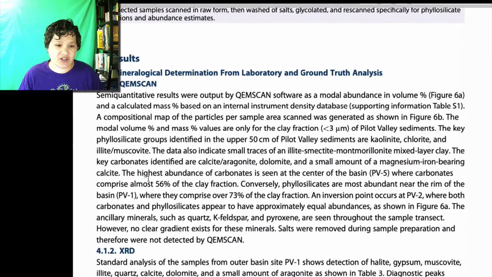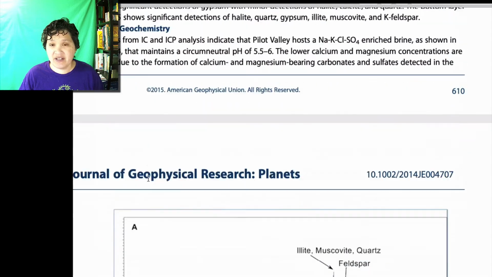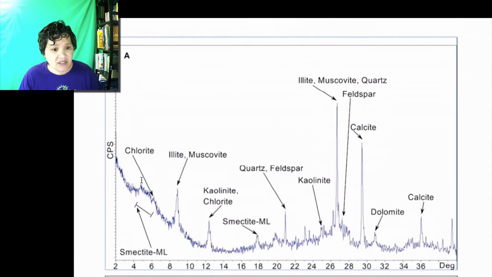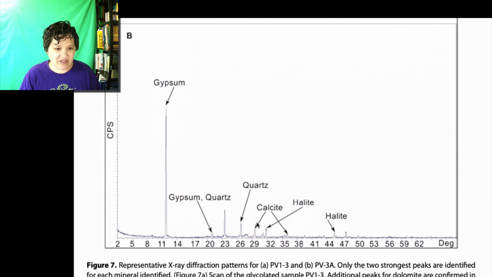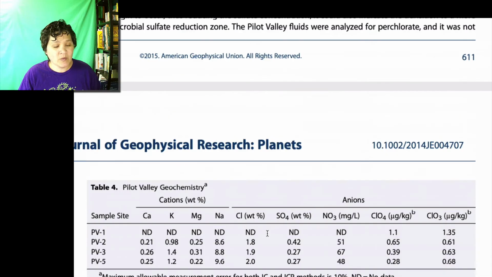Are there other ways we could show that? Sure. Here's an actual spectrum. This is what came out of the XRD when I ran it. And so you can see here are the peaks that we detected. Here's a peak that has so much gypsum that everything else is really tiny. What else do we have in here?